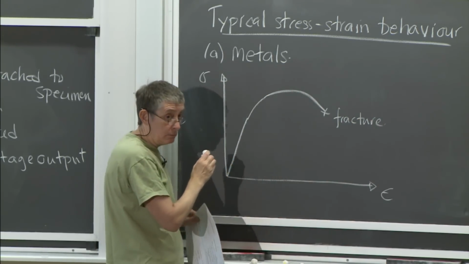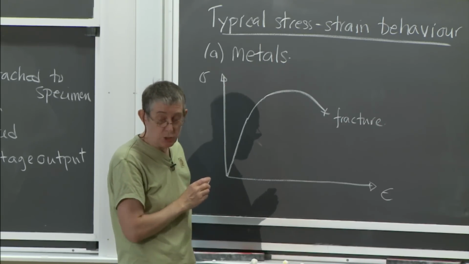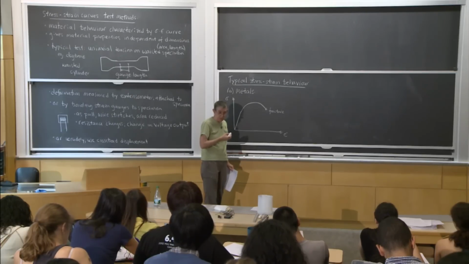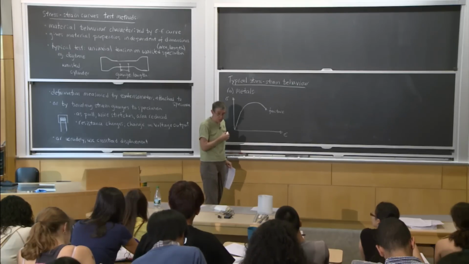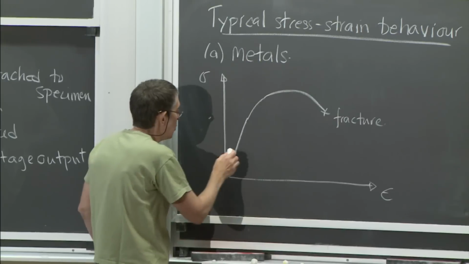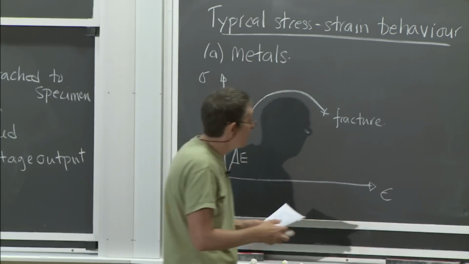Did you draw it going up and then back down on purpose? I did. I draw it up and back down. So the question was, did I draw it up and back down on purpose? And I did draw it up and back down on purpose, because that's what they often look like. Okay, so the slope here is our Young's modulus.